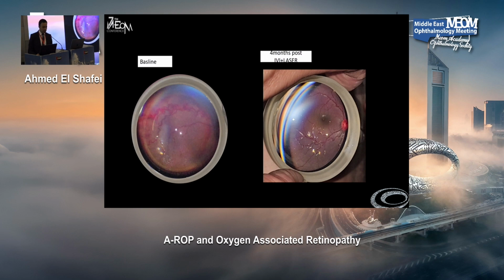So this is an example of an aggressive form, or posterior aggressive ROP. This is the baseline, and this is 4 months later after intravitreal injection and laser. In this case, I lasered just the peripheral part of zone 3 with the injection, not all the avascular area.